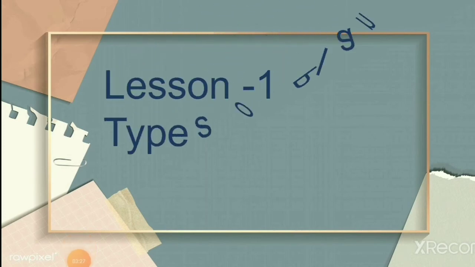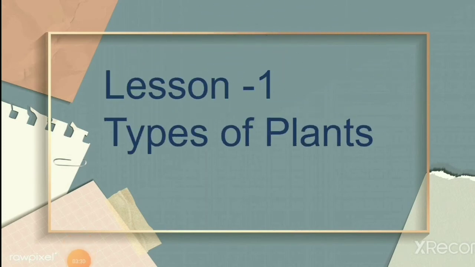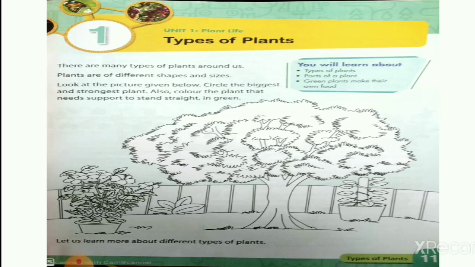Lesson 1. Types of plants. There are many types of plants around us. Plants are of different shapes and sizes. Look at the picture given below. Circle the biggest and strongest plant. Also color the plant that needs support to stand straight in green.